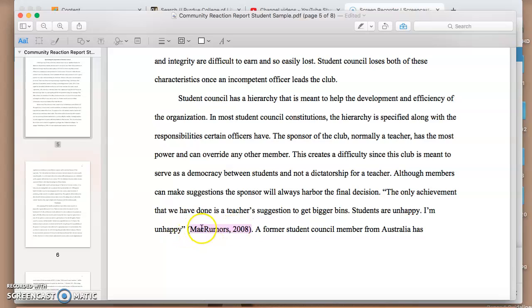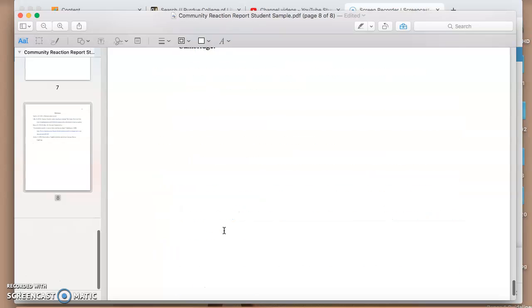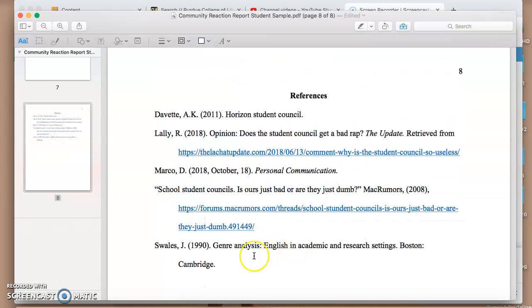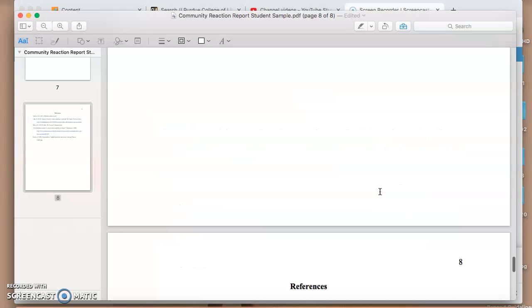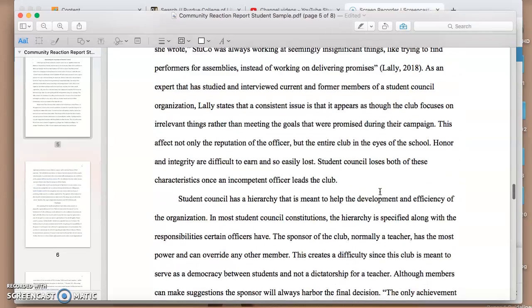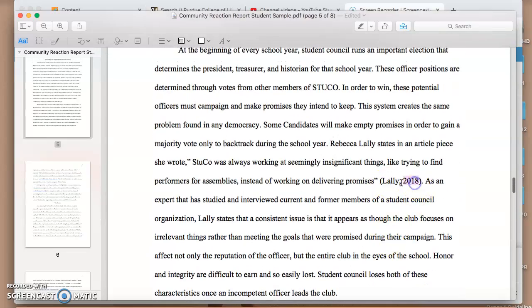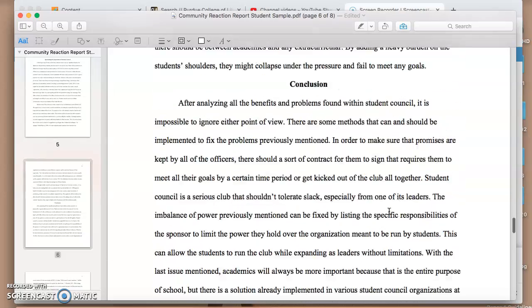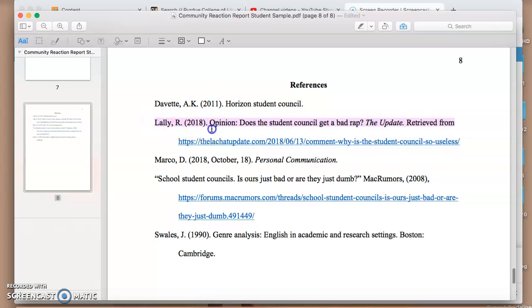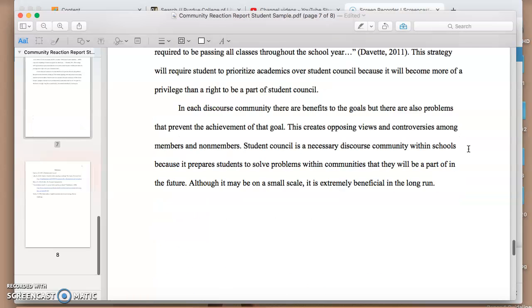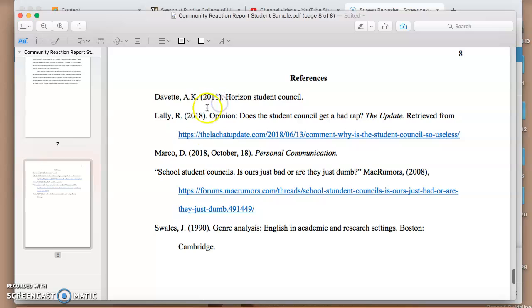So I can see McRumors 2018, I can scroll to the reference page, and there it is right there, McRumors, all right, 2018. There it is. Let's look at another one. Lally 2018. I read this and I think, okay, I want to find this source. There it is. Lally 2018. So when I told you all, what's the difference between in-text citations and references? That's the difference. And yes, you need both because they go together. The references is the point of reference. It's how you organize all your sources in alphabetical order.